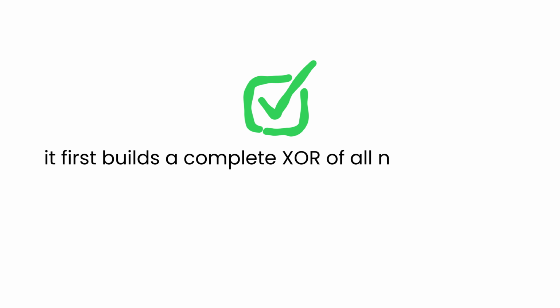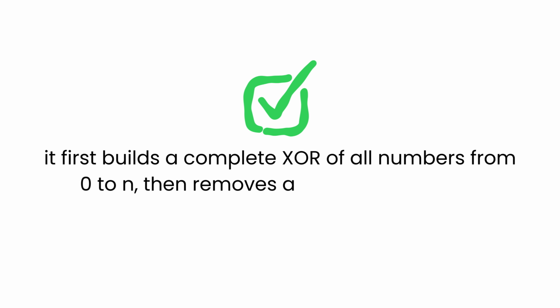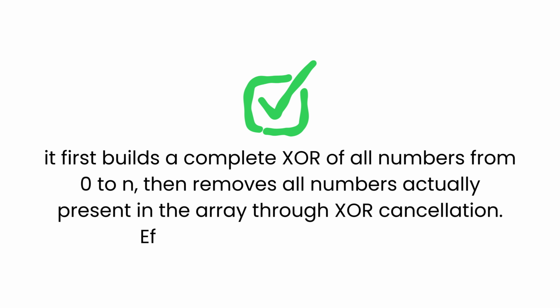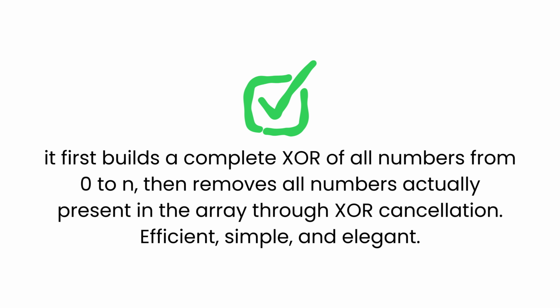And that's how this algorithm works. It first builds a complete XOR of all numbers from 0 to n, then removes all numbers actually present in the array through XOR cancellation. Efficient, simple, and elegant.